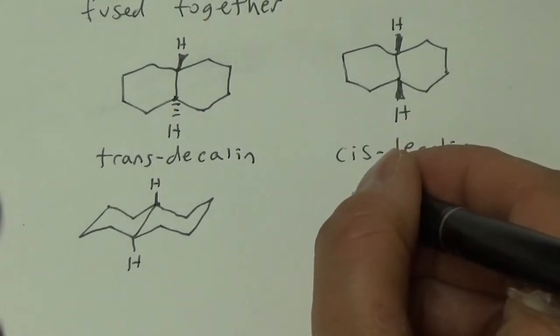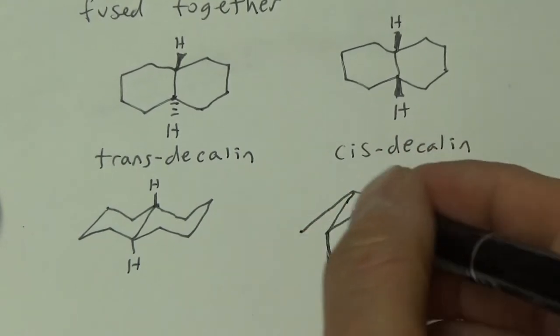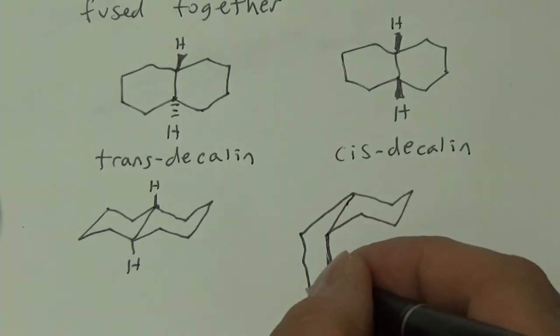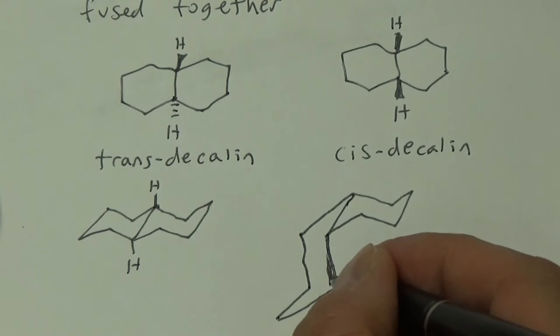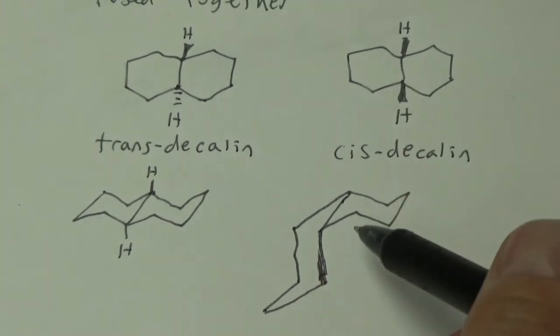And then I'm going to go here. And then I'm going to go down. And then I'm going to go like that. See how I did that? Now it looks like there's two six-member rings.